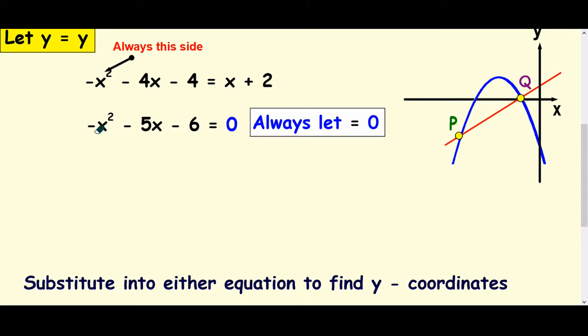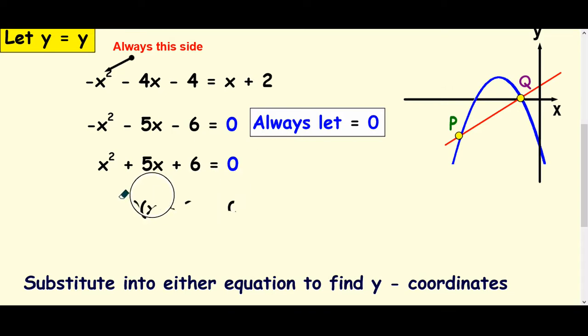Now, I never like factorising with a negative x squared. So what I'm going to do is, I'm going to times everything by negative 1. Basically change all the signs. So times by negative 1, times by negative 1, times by negative 1, and times 0 by negative 1, which just keeps a 0 over here. So that makes it much easier to deal with.